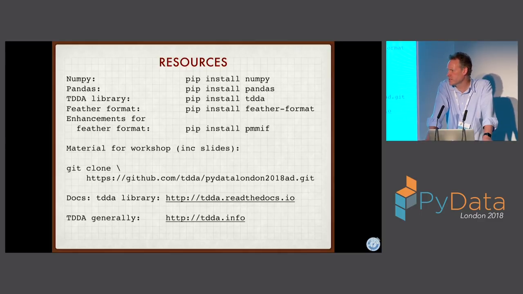Feather, who here's heard of the feather format? Yeah, a few hands, not all that many. Feather is a thing developed jointly by Wes McKinney, the original author of Pandas, and the R guy whose name temporarily escapes me, Hadley Wickham. And it's for interoperable data frames between R and Python. And it's at least supposed to be better than CSVs in the sense it carries some metadata around and preserves precision and stuff like that.